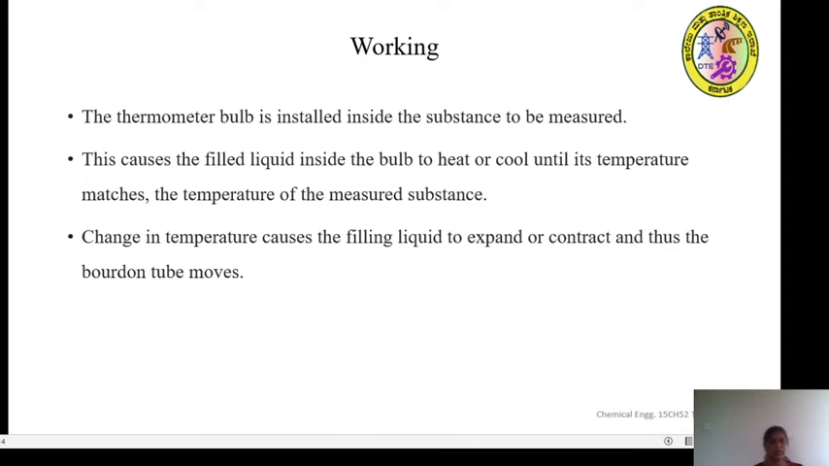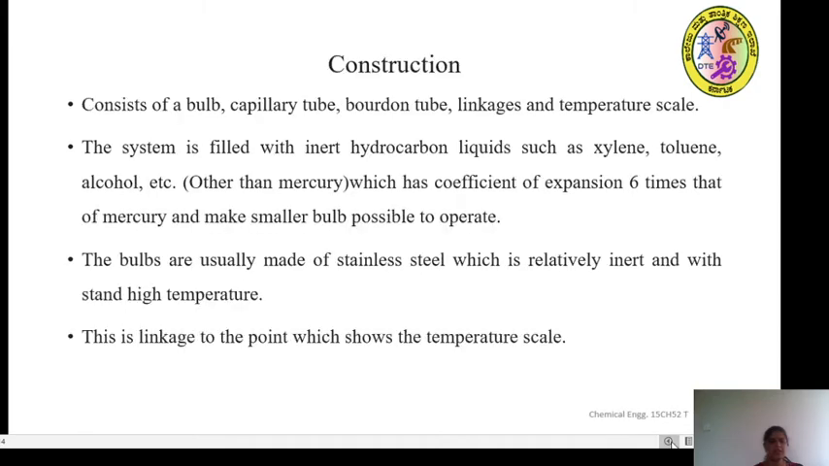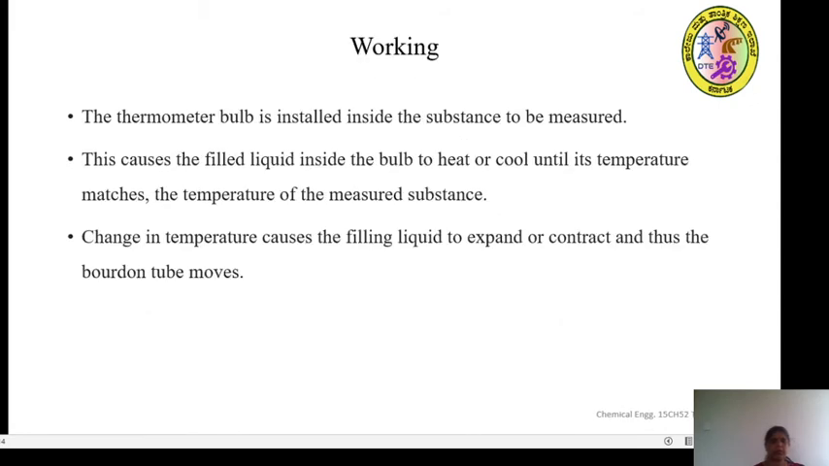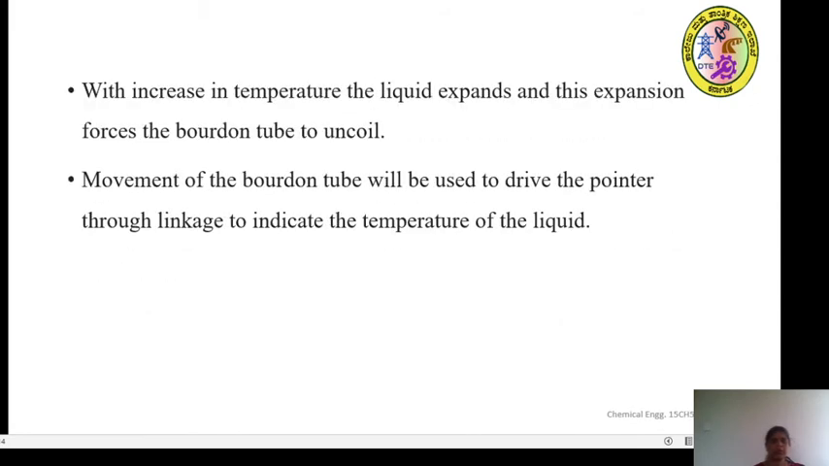So the change in temperature of the measuring liquid causes the liquid inside the bulb to expand, thereby moving through the capillary tube, and the Bourdon tube either coils or uncoils with the expansion of the liquid inside the bulb, with a change in temperature of the measuring liquid. That causes the expansion of the Bourdon tube.